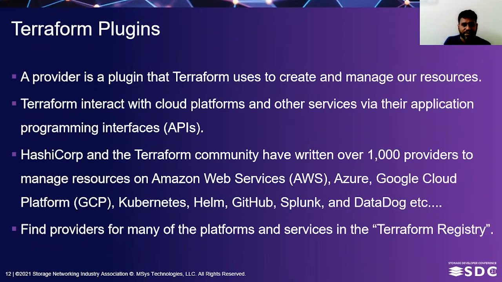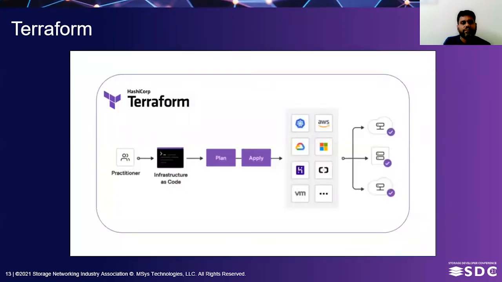Terraform plugins. A provider is a plugin that Terraform uses to create and manage our resources. Basically, Terraform interacts with cloud platforms and other services by using APIs, and the Terraform community and HashiCorp have written more than 1,000 providers to manage resources on AWS, Azure, GCP, Kubernetes, and a lot of other vendors. We can find all the providers in the Terraform registry. And this is a high-level representation of how we implement Terraform.